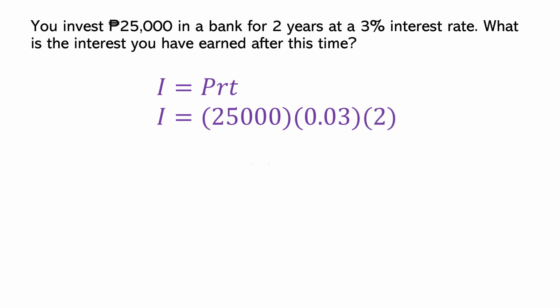Then multiply from left to right. So we have 25,000 times 3% or 0.03, that's 750. And then copy the 2. Then we multiply 750 times 2, that's 1,500. And don't forget to put the unit, which is in peso. So we put the peso sign. So at the end of 2 years, your 25,000 will increase by 1,500 pesos, which is the interest for 2 years at 3% rate.